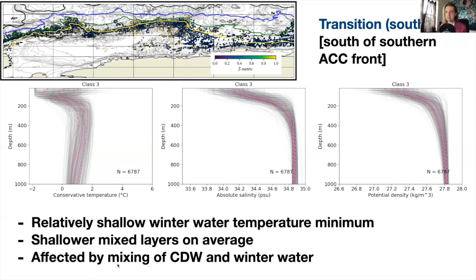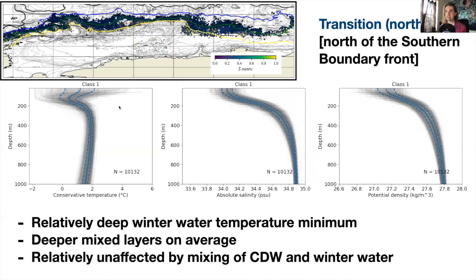This is affected by mixing of circumpolar deep water and winter water. That's a hypothesis we're developing here, and I'll show you a bit more about that. We think that this class is affected by that mixing between circumpolar deep water and winter water, whereas the northern class we think is less affected by that. This is the class that we think is less affected by mixing between CDW and that winter water.